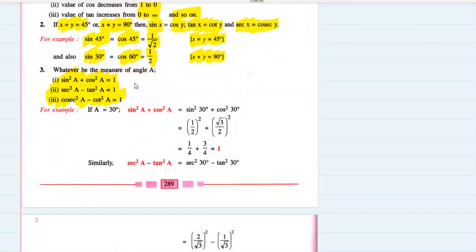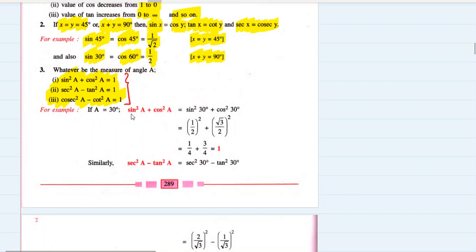That sin square A plus cos square A is 1, sec square A minus tan square A is 1, and cosec square A minus cot square A is 1. So you must write these square relations now. We are going to use them in this chapter.